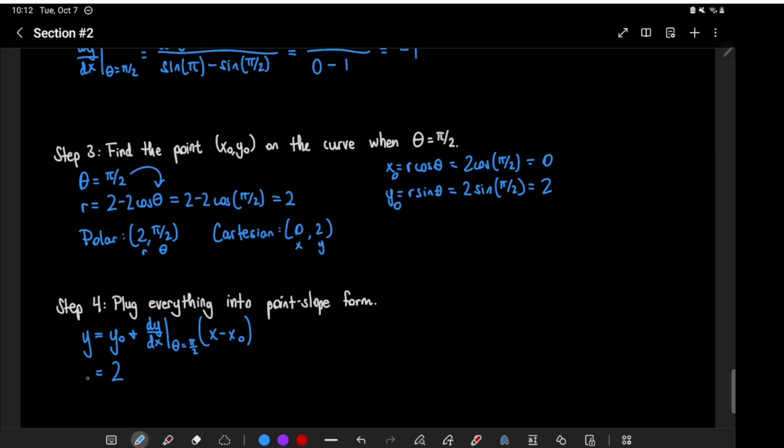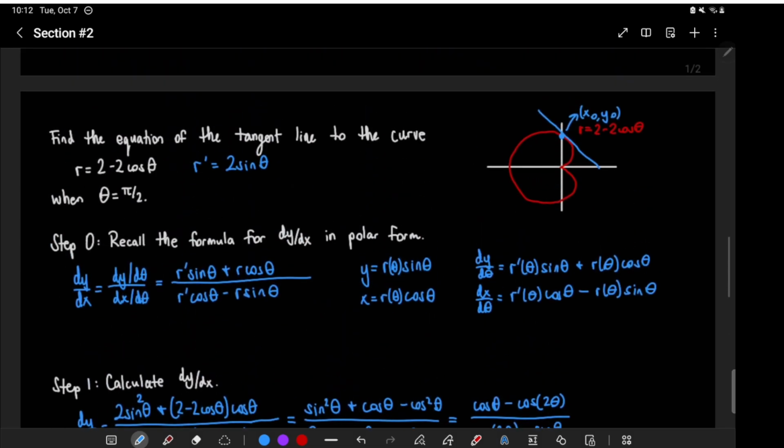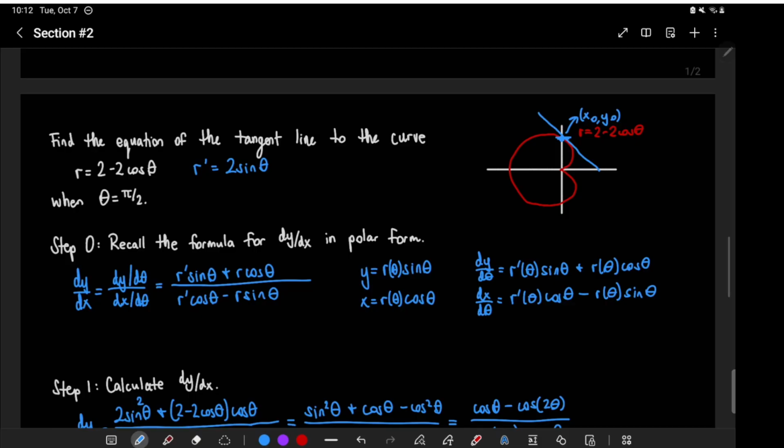Y0 was 2. The slope was actually negative 1. X minus x0 was 0. So this is actually a pretty simple equation of a line, it's just 2 minus x. Y is 2 minus x. And sure enough, again, if you go and plot in Desmos, it is a line with slope -1 and y-intercept 2.